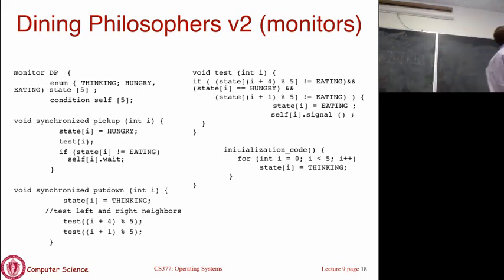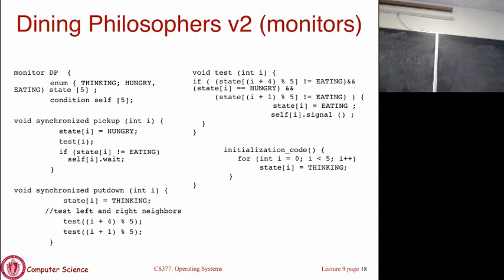So essentially, that's what we're doing here by adding this test method. When you want to pick up a chopstick, first we're taking the philosophers, and they're all thinking initially. They're not trying to eat. When philosopher i, say philosopher 3, wants to pick up a chopstick, philosopher 3 is now hungry, meaning they want to pick up the chopsticks.